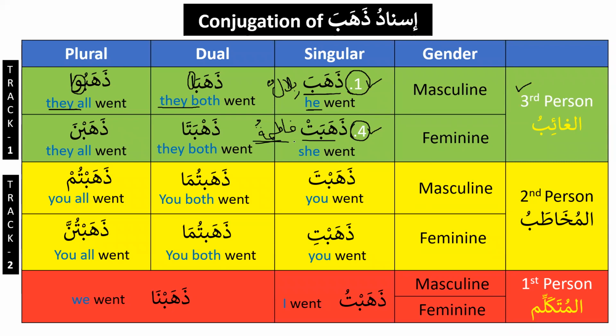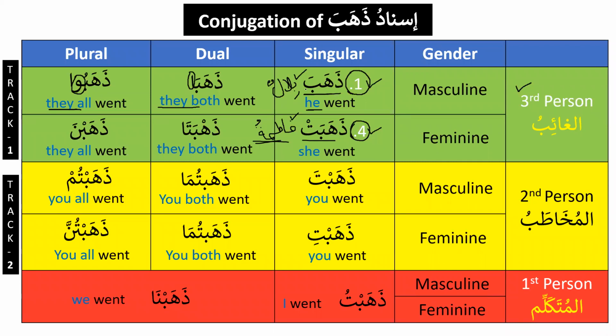However, the condition is the doer should be apparent. It should be outside. For example, if we say dhahaba ila al-masjid, that means the doer is inbuilt, meaning he went to the masjid. And similarly, we say dhahabat ila al-madrasa, she went to the school. So the doer is inbuilt.